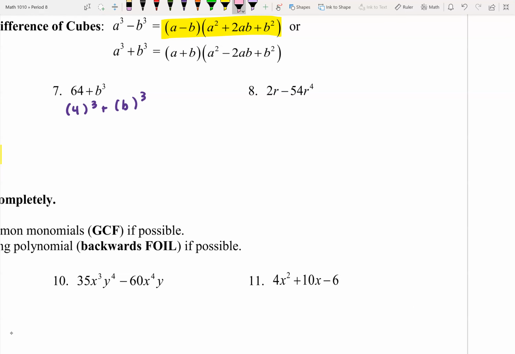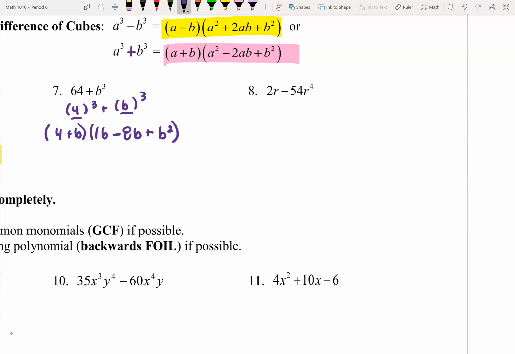Okay, so look at the rule we're using, guys. It's this pink rule. Why is it the pink rule? It is because the middle sign's a positive, and that middle sign's a positive. So my a is a 4, my b is a b, and I'm going to put it in that pink formula. So it's a plus b, that's 4 plus b. Then you take your a, which is a 4, and you square it. That gives you 16, minus 2 times a times b, that's 2 times 4 times b, that would be 8b, plus b squared, that's b squared.